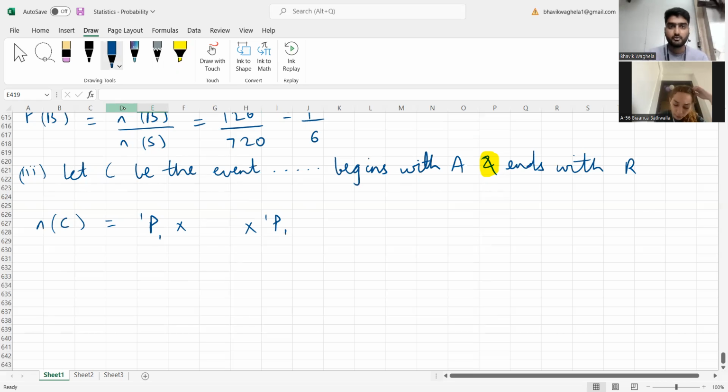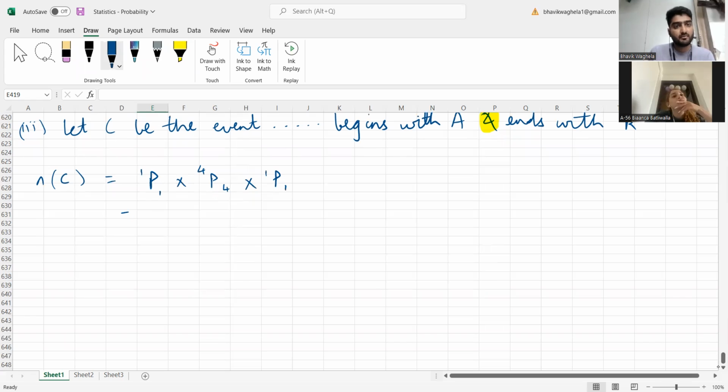4P4. So there are 6 letters in the word father, out of which the place for A and R is reserved in the first place and the last place. So remaining 4 letters will be filled in 4P4 ways. So answer will be 1 factorial into 4 factorial into 1 factorial. What is 4 factorial? 4 3 is 12, 12 2 is 24. And 24 into 1 is 24.